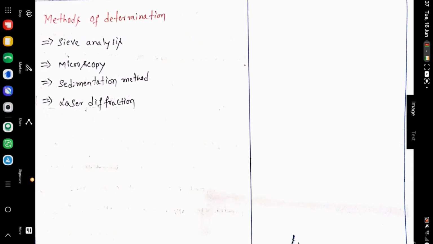Now, how can we analyze the particle size determination? How can we find out? Here there are different methods by which we can determine the particle size distribution: by the help of sieve analysis, by the help of microscopy, by the help of sedimentation method, and by laser diffraction method.